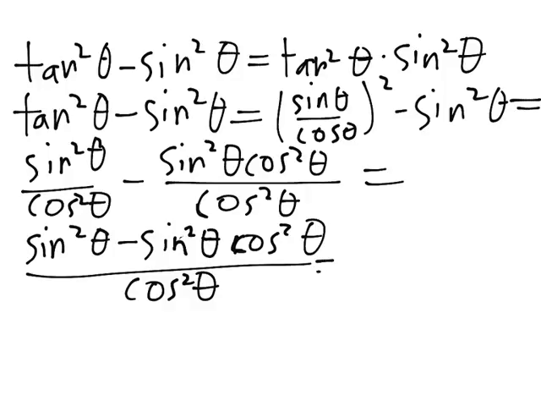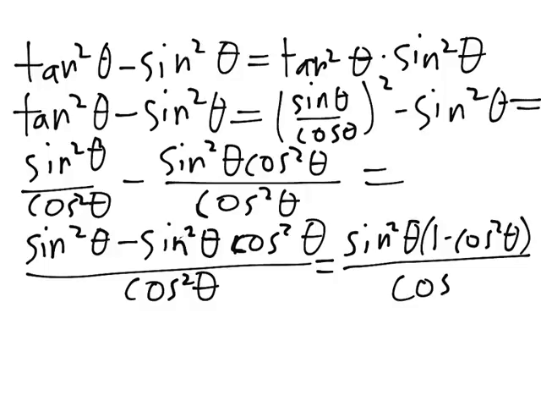Next, on the top, we can factor out sine squared theta. We know that sine squared theta times 1 minus cosine squared theta is equal to sine squared theta minus sine squared theta times cosine squared theta by the distributive property. And then we divide this by cosine squared theta in the denominator.